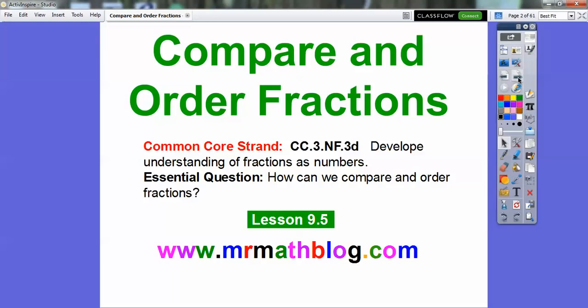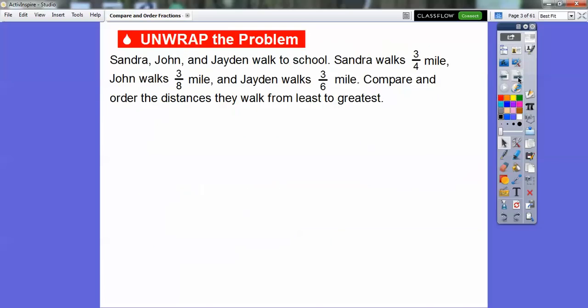So our essential question is how can we compare and order fractions? All right, we have a few of them here. So here's one. Sandra, John, and Jaden walk to school. Sandra walks 3/4 of a mile, John walks 3/8 of a mile, and Jaden walks 3/6 mile. Compare and order the distances they walk from least to greatest. Okay, least means the smallest and greatest means the biggest. You probably knew that already.